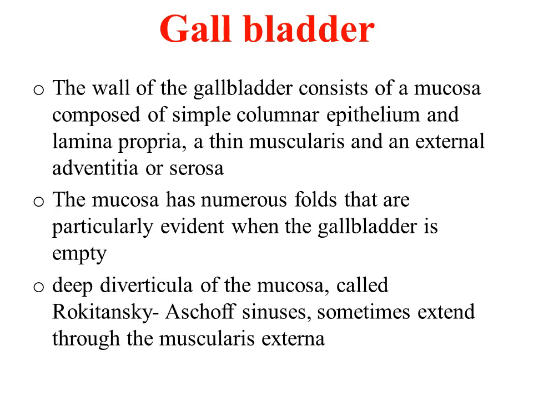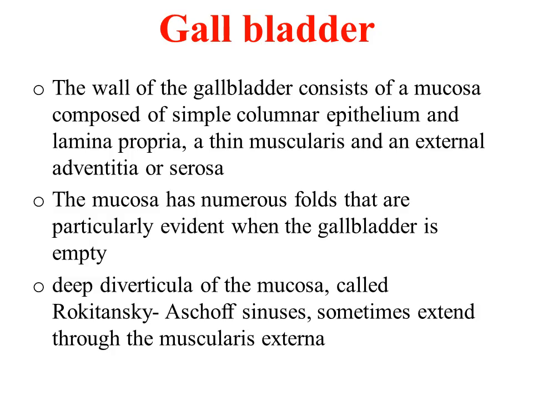Let us talk briefly about gallbladder histology. The wall of the gallbladder consists of a mucosa composed of simple columnar epithelium. This is the most important feature: the mucosa of the gallbladder is lined by simple columnar epithelium. It also has a lamina propria, muscularis interna and externa, and also adventitia.